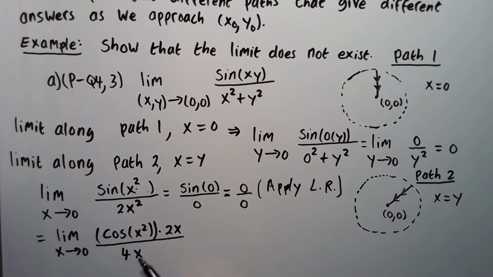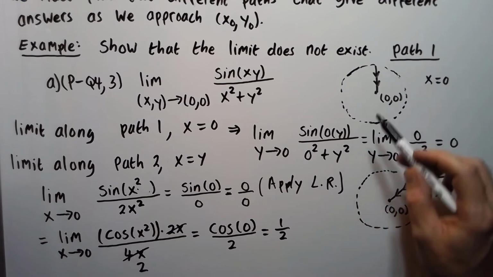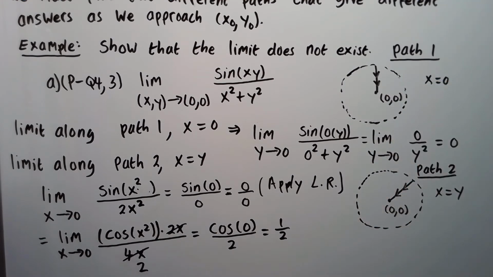Coming back over here, the 2x crossed off of this will become a 2 here. Now I can take the limit as x goes to 0. Putting 0 in place of x here, we'll have cosine of 0 over 2. The cosine of 0 is 1, so this becomes 1/2. So we got 1/2 for this limit. But that's different from the limit of path 1, which was 0. We got two different answers coming in from two different paths. So we can say hence the limit does not exist.